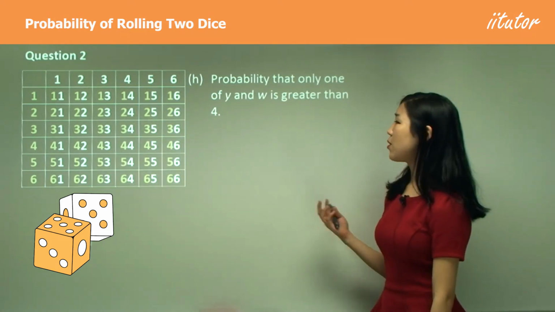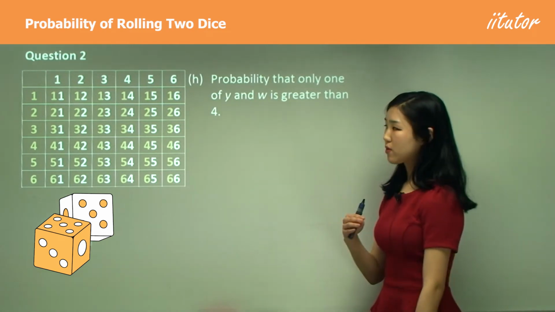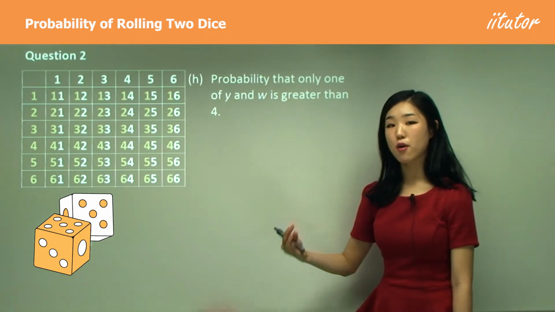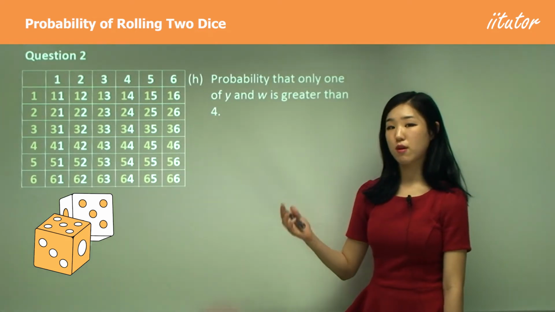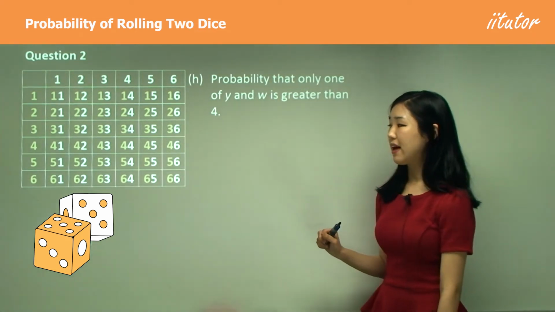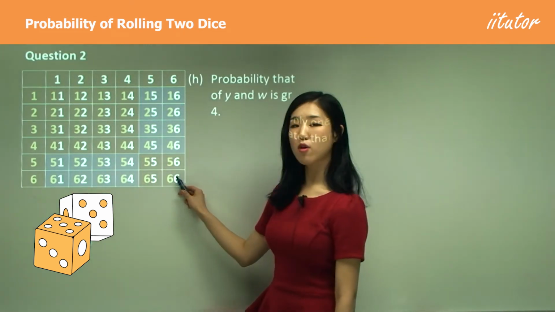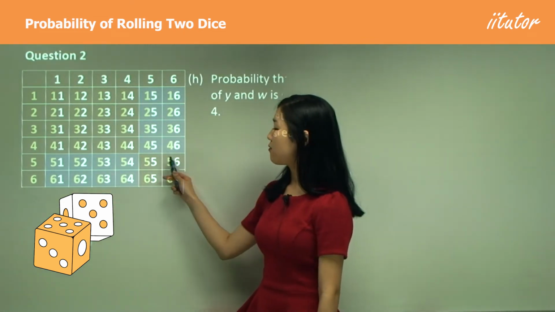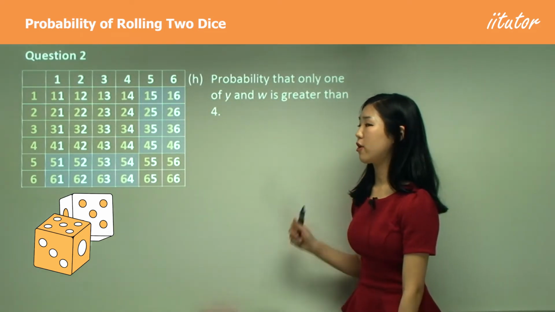Probability that only one of yellow and white is greater than 4. So in the previous question it says at least, which means both of them can be greater than 4. But in this question, I only want one of them to be greater than 4. So it's going to be a lot less. It's only going to be these ones, excluding these ones. We're not going to include these because you can see for these ones, both of them are greater than 4. But I don't want both to be greater than 4. I only want one of them.